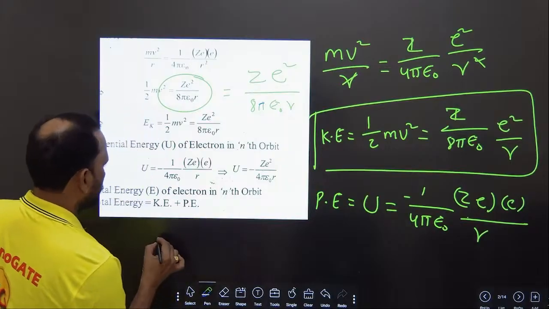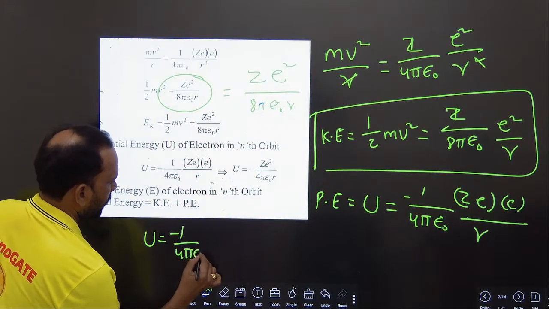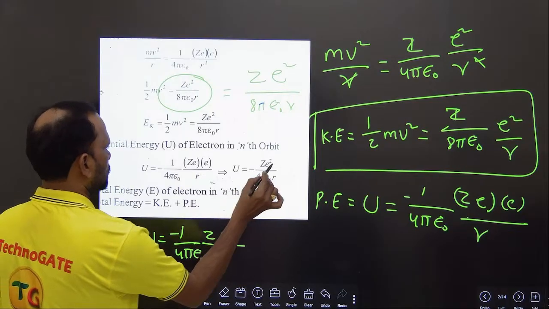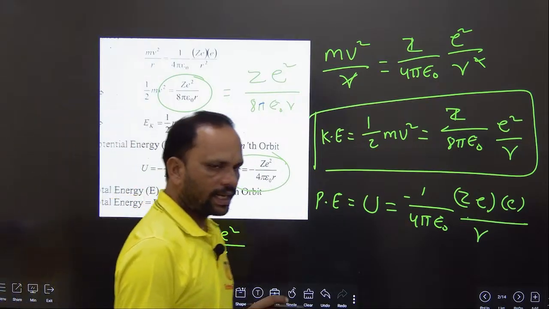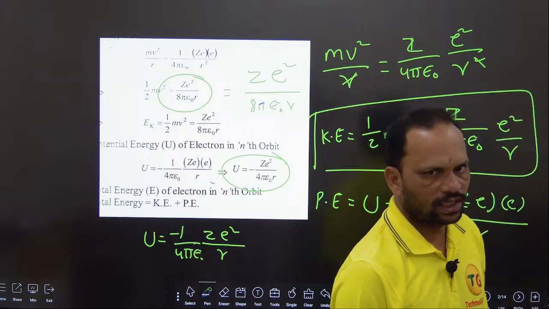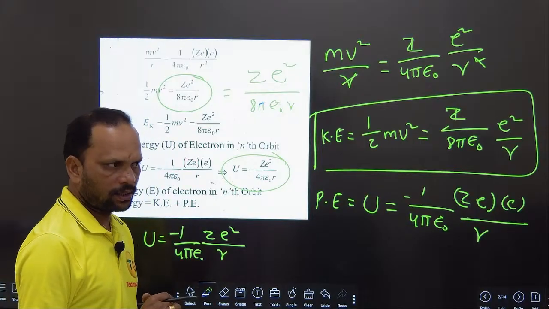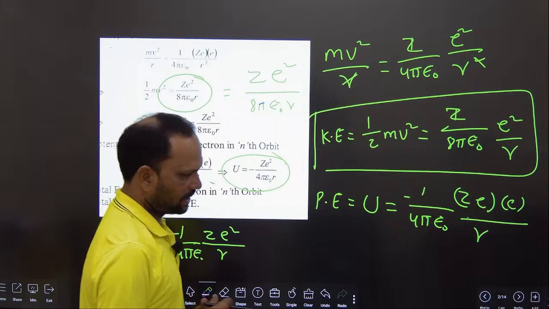Potential energy U is equal to minus 1 by 4 pi epsilon naught into Z e square by R. So this is the potential energy formula. Kinetic energy formula is Z e square by 8 pi epsilon naught R. Potential energy formula is minus Z e square by 4 pi epsilon naught R. So what is the total energy?